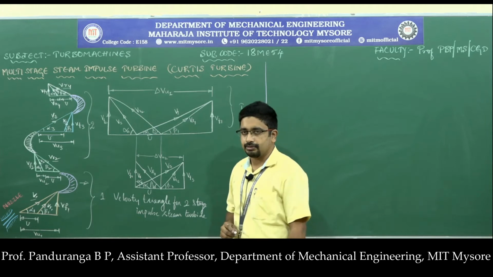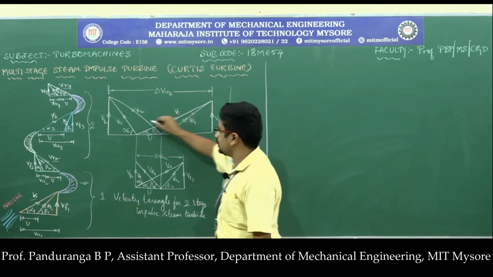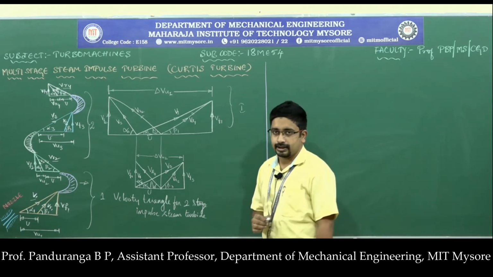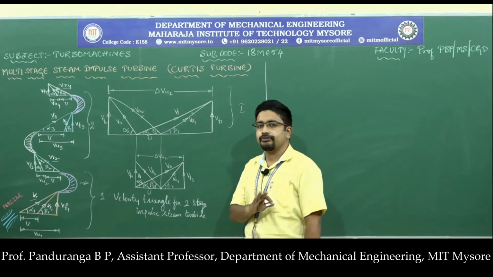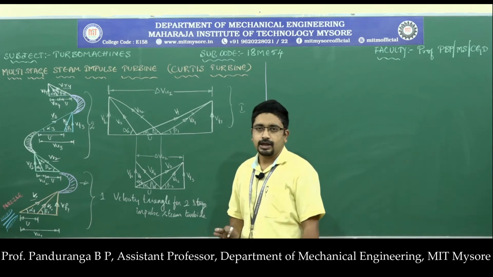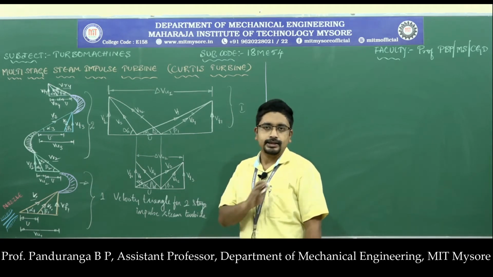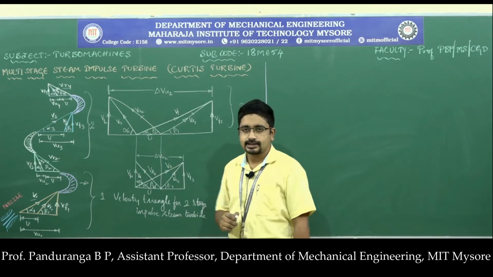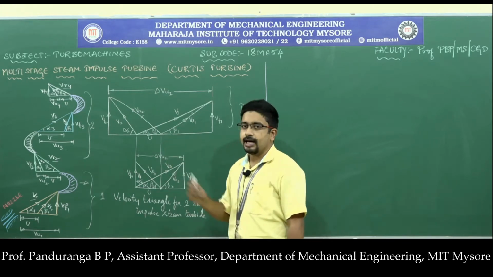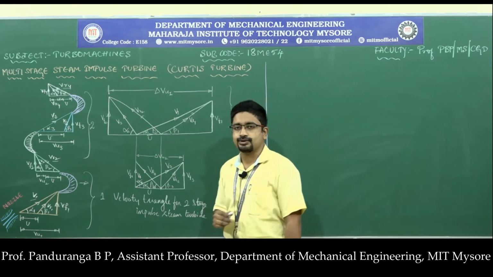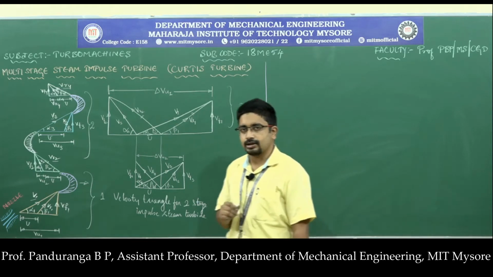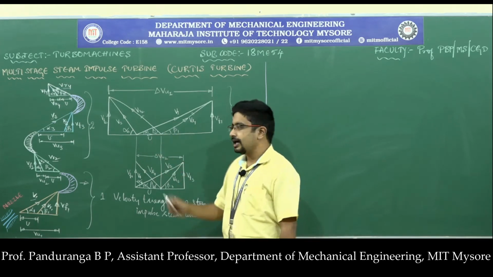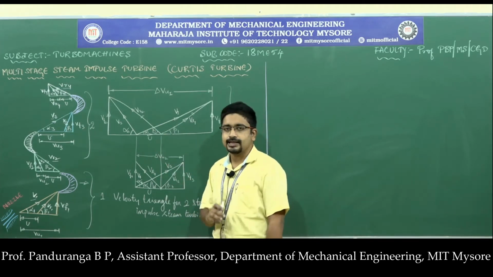One more thing which you need to remember is Vr1 should be equal to Vr2 because we are dealing with an impulse turbine. If it is a reaction turbine, then Vr1 and Vr2 will not be the same, but for an impulse turbine there is no change in static component, so Vr1 and Vr2 will be the same. So the angles should be the same and the length of Vr1 and Vr2 should be the same. Whenever you are drawing the velocity triangle, you should keep the angles beta 1 and beta 2 the same, and the lengths Vr1 and Vr2 the same.